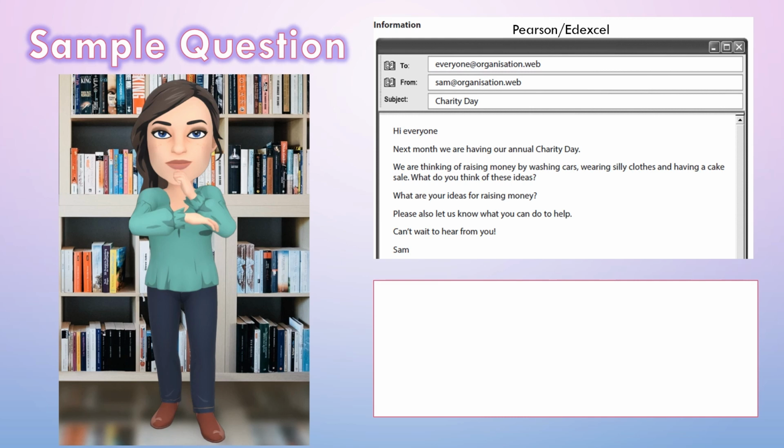Now you'll notice here there are three main things that you need to answer or get across. And they are, what do you think of these ideas? What are your ideas for raising money? And let us know what you can do to help.